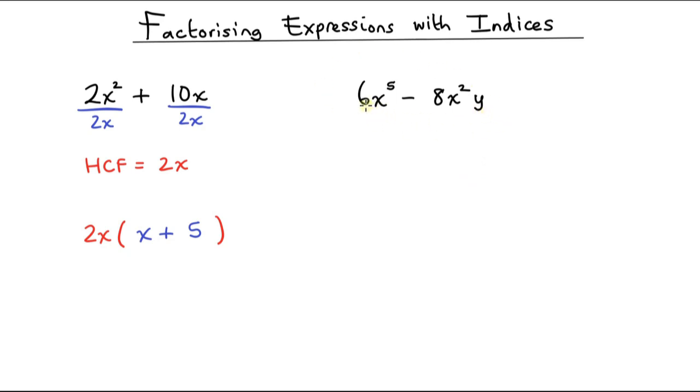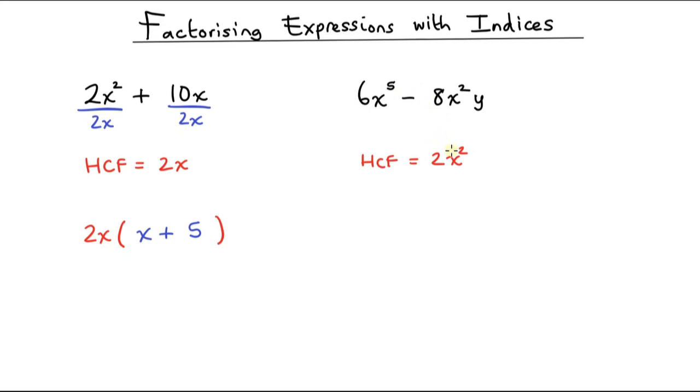So we're going to factorise 6x to the power 5 minus 8x squared y. Just like before, we're going to find the highest common factor first. And again, I'm going to focus on the numbers first. So the highest common factor of 6 and 8 is going to be 2. Now let's think about the x terms. So the highest common factor of x to the power 5 and x squared. Well, that's just going to be x squared. It's always the lowest degree x term.